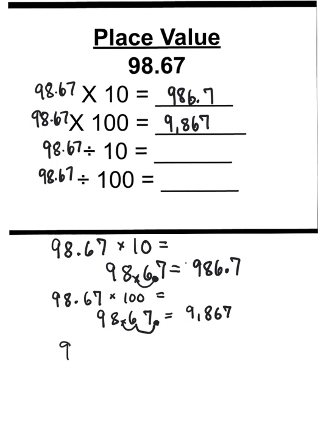Now we're going to divide 98 and 67 hundredths by 10, which means that my decimal point is going to move one spot in the other direction to make my numbers smaller. So my quotient, or my answer, is going to be 9 and 867 thousandths.